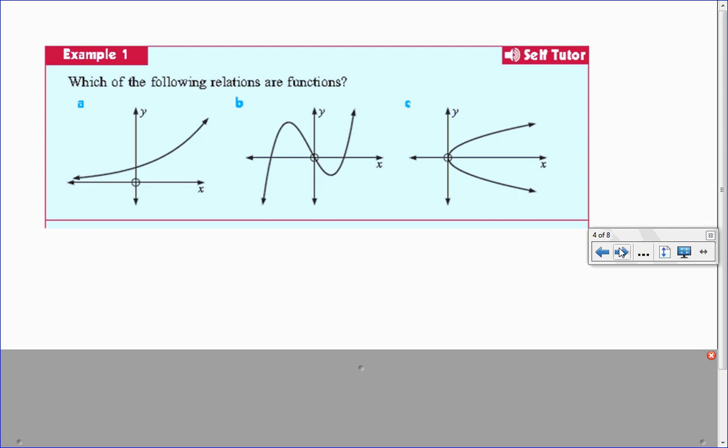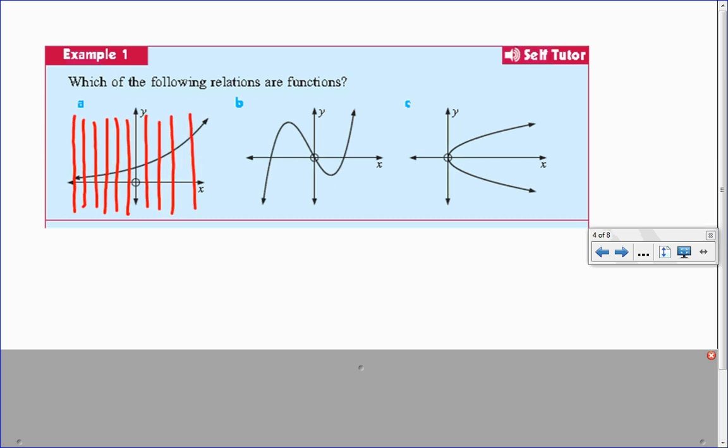So using the vertical line test, this is the geometric verification of whether or not a relation is a function. Looking at these relations, we have to determine, is it a function? If we do the vertical line test with A here, we draw multiple vertical lines, we can see that they never pass through the function more than once. It's always just for every x, there's exactly one y value. So this relation is a function.